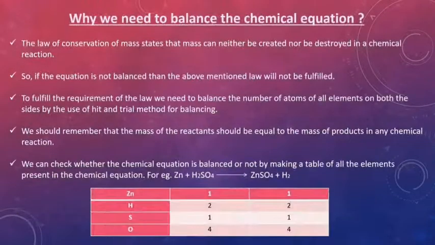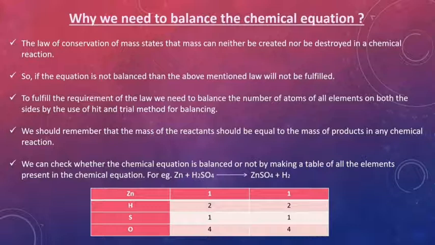So one might have a question that why we need to balance the chemical equation. The law of conservation of mass states that mass can neither be created nor be destroyed in a chemical reaction. So if the equation is not balanced, then the above mentioned law will not be fulfilled. So to fulfill the requirement of the law, we need to balance the number of atoms of all the elements on both the sides by the use of hit and trial method for balancing. We should remember that the mass of the reactants should be equal to the mass of products in any chemical reaction.